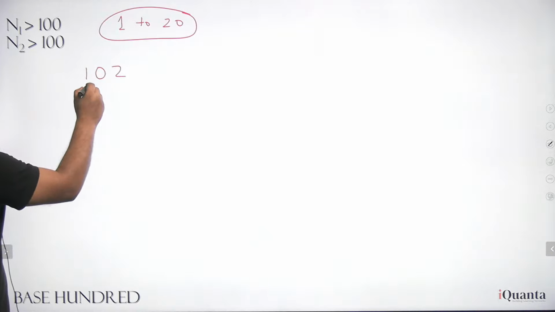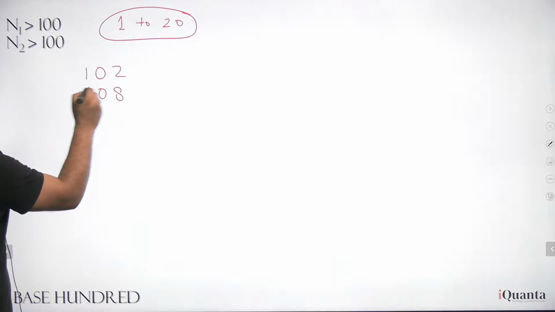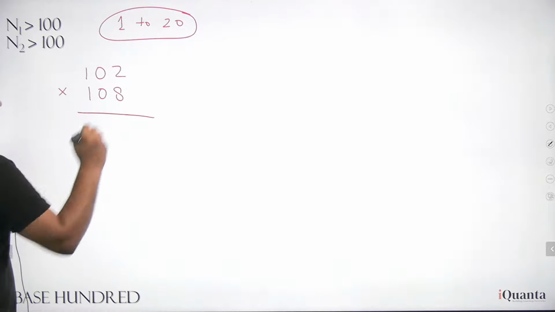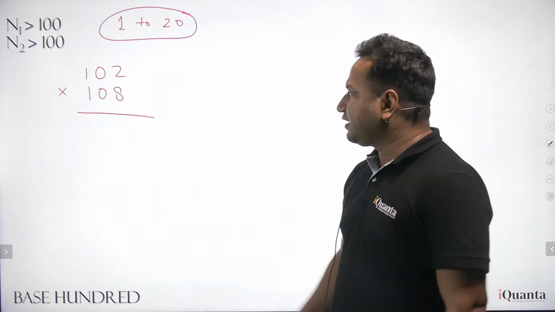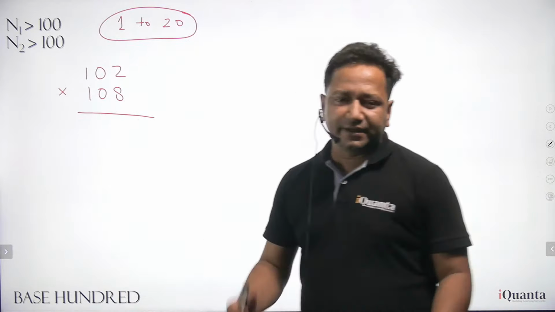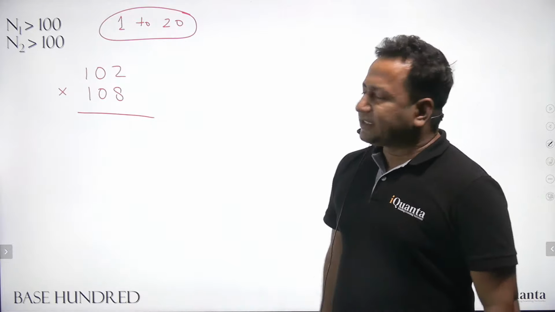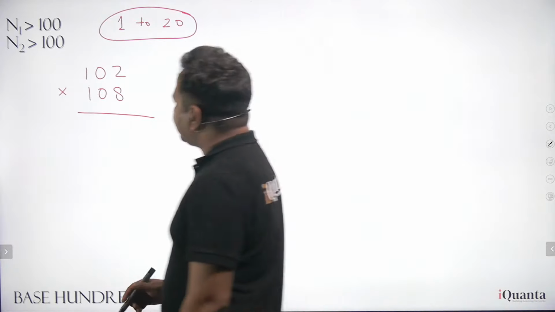Let the two numbers be 102 and 108. How do we multiply this? So conventionally speaking, you do it this way. You'll multiply by 8, then 0, then 1, and then add up everything. But here we'll be doing something really exciting, some cool stuff.